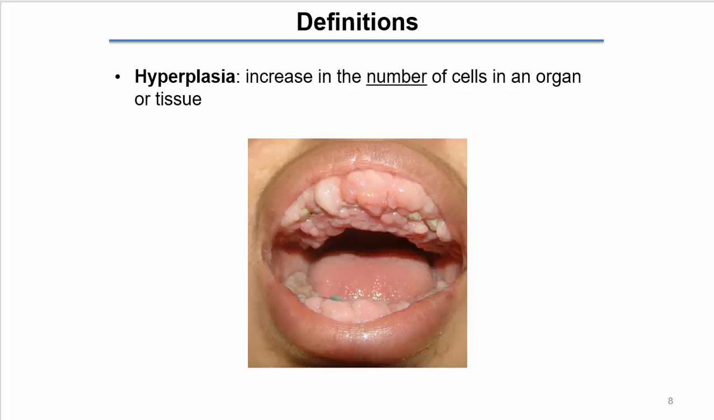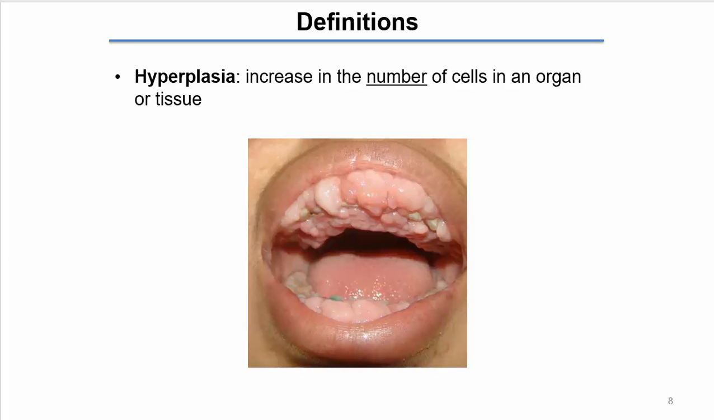Now, hyperplasia and hypertrophy both result in an increase in size. The way you tell them apart, though, is microscopically. A pathologist will look at a sample of the tissue and decide that there are too many cells, and therefore it is hyperplasia, as opposed to the cells being abnormally large, which would be hypertrophy.